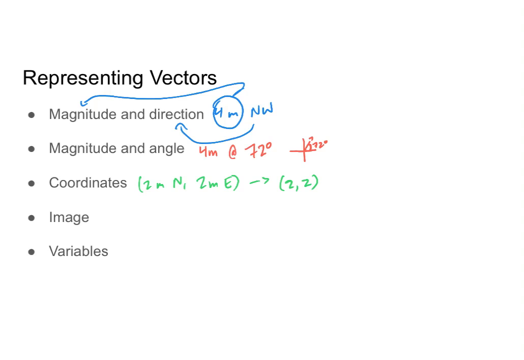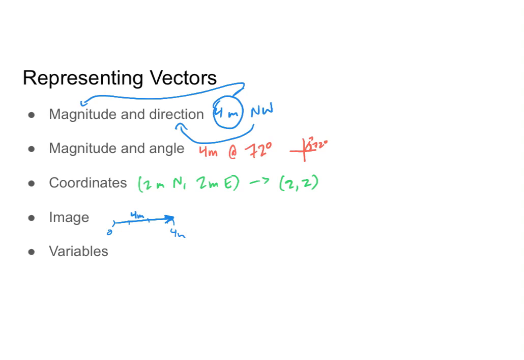So next we can depict vectors as a picture. So what we would do is we would give an arrow with the direction of the vector, and we would have some way of depicting magnitude. So for example, I could say this is 4 meters long, or I could have this on a graph where the end of my vector is at 4 meters and the tail of my vector is at 0.